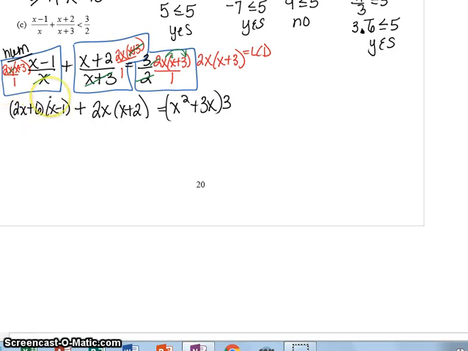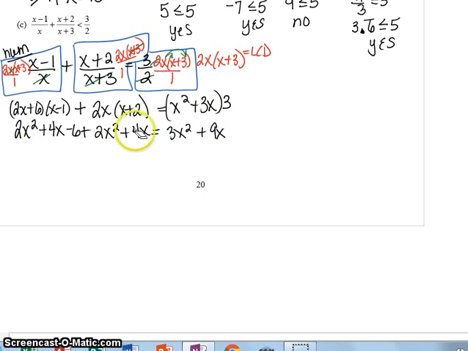So if I FOIL that, I'm going to get 2x squared. My outers would be negative 2. My inners are positive 6. That's a positive 4x. And my last would be negative 6. So this came from me just FOILing this. The middle term is going to be 2x squared plus 4x. And then that's equal to me distributing the 3, which is 3x squared plus 9x.